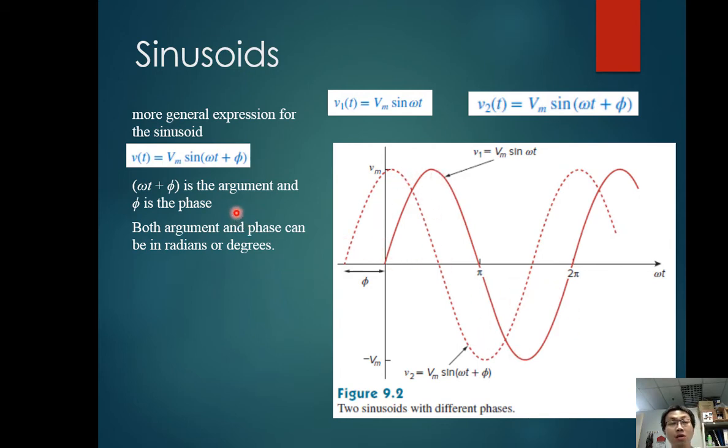So omega t plus phi, where phi is the displacement from the zero point. Omega t plus phi is the argument, and phi is the phase. Both argument and phase can be in radians or degrees. It is just a matter of unit difference, and we can do the conversion. For example, my v1(t) here is Vm sine omega t. And then I can also express v2(t) as Vm sine (omega t plus phi), like this. So the waveform has shifted back. Okay?